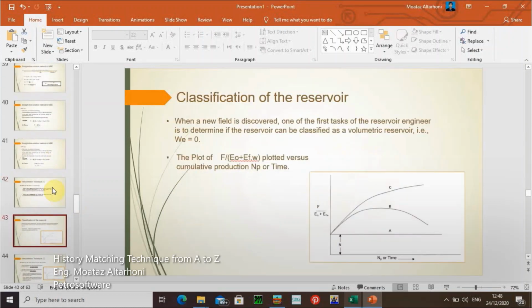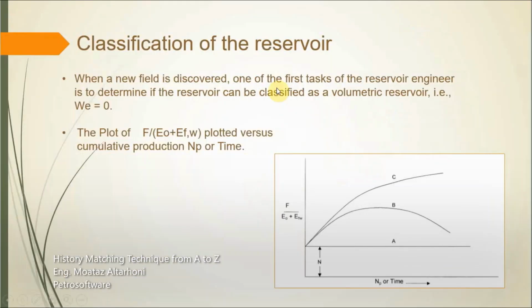The next point I need to share with you here is about completing our case. Now we need a classification of the reservoir. We need to understand if we have a water influx really in the field, in the reservoir, or not. So how can I diagnose that? This plot is very, very important. We have to plot on the y-axis F divided by the total of epsilon O and epsilon water and rock expansion, versus time, or I can use the calculated or measured cumulative oil production.